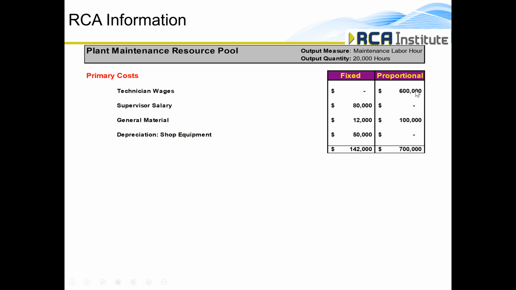But in this case, the technician wages are 600,000 and they're proportional. So they change based on the level of output. The supervisor's salary is fixed. Have the same supervisor no matter what the level of output. The general material has a fixed and a proportional component, and of course the depreciation or the capital use replacement is fixed. So that just gives you a sense.